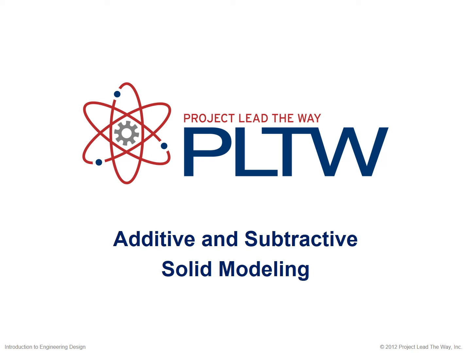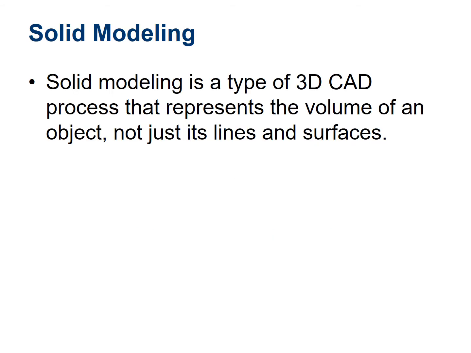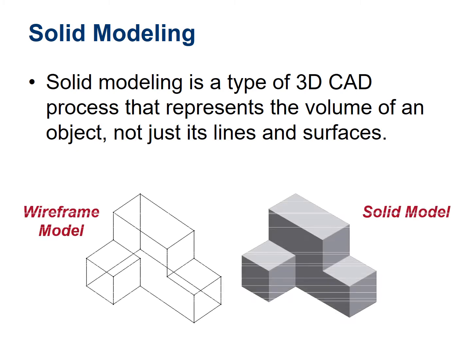In this presentation, I want to talk about additive and subtractive solid modeling. Solid modeling is a type of 3D CAD process that represents the volume of an object, not just its lines and surfaces. You see two examples here on the screen. You have a wireframe model and a solid model. There is a difference between the two.